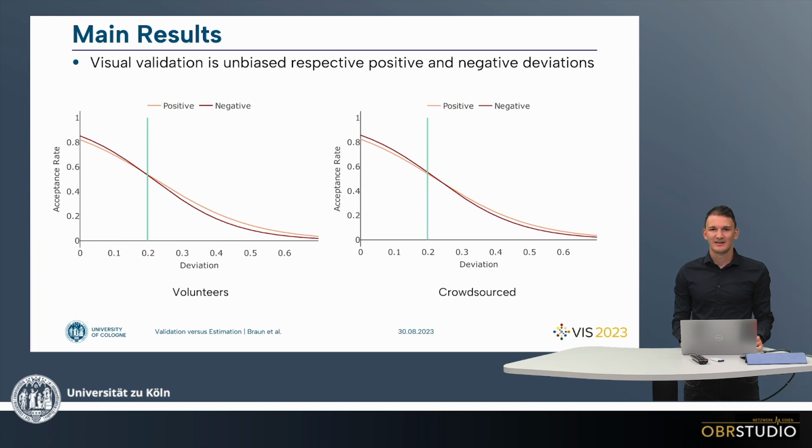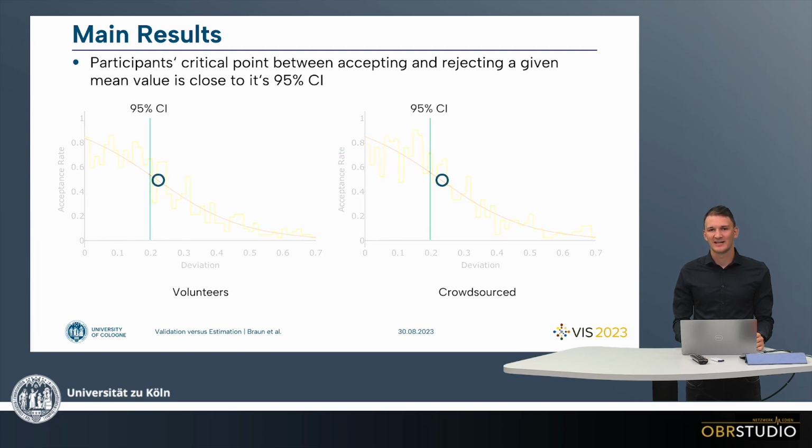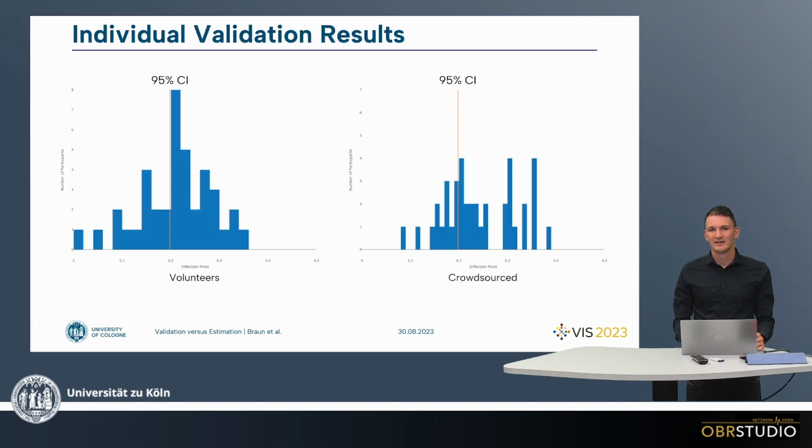The next result is that it makes no difference whether the value to be validated is above or below the true mean, which means that visual validation is unbiased. And as a third result, we found that participants' natural critical point between accepting and rejecting a given value, which means the deviation of lines with a 50% acceptance rate, is close to the border of the 95% confidence interval of the true mean. This finding is supported when looking at the distribution of the individual critical points. Especially for the volunteered population, these are normally distributed around the 95% CI border.